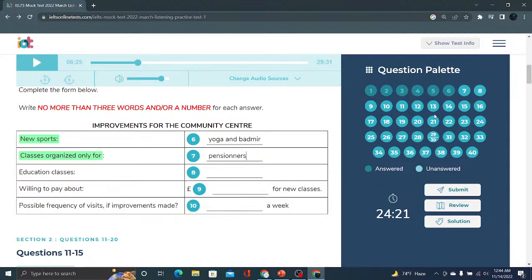Now it's time to look for question number 8. The keyword for this question is education classes. So let's listen.